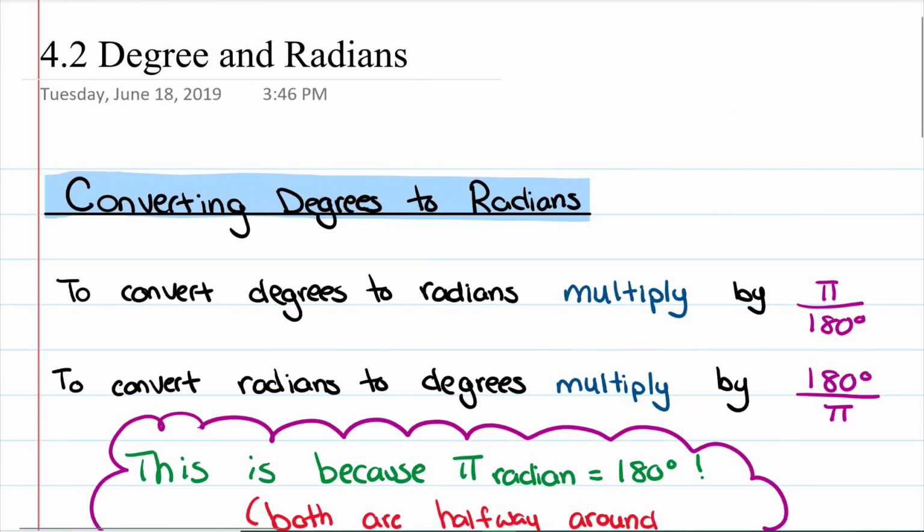In this video, we're going to talk about how to convert degrees to radians. In order to convert degrees to radians, you multiply whatever your degree is by pi over 180. To convert radians to degrees, you're going to multiply by 180 divided by pi.